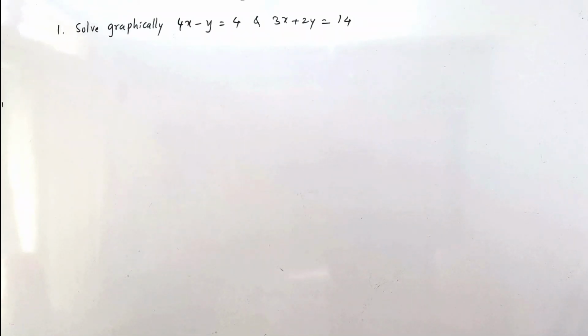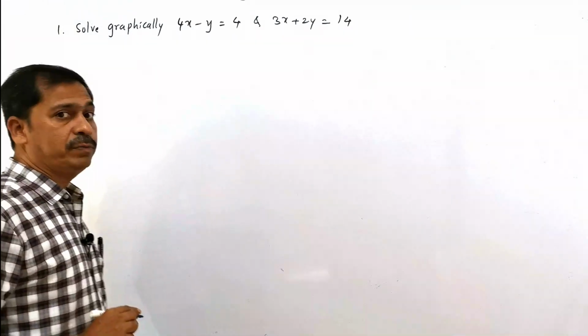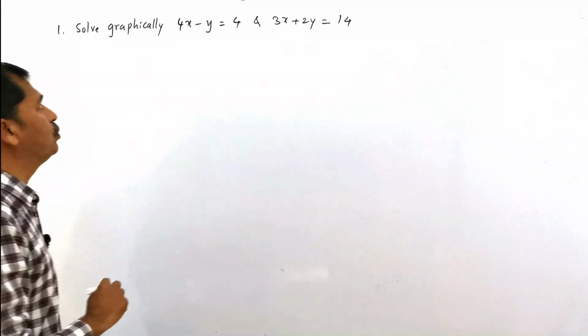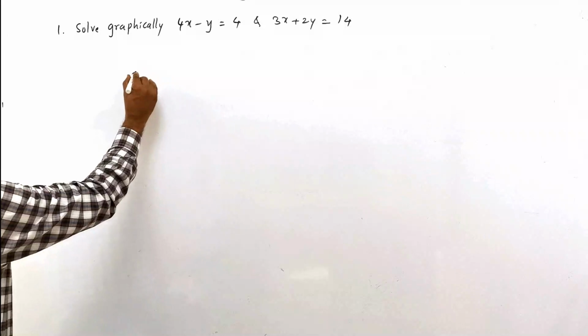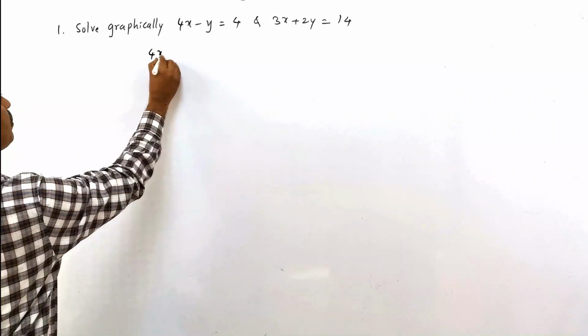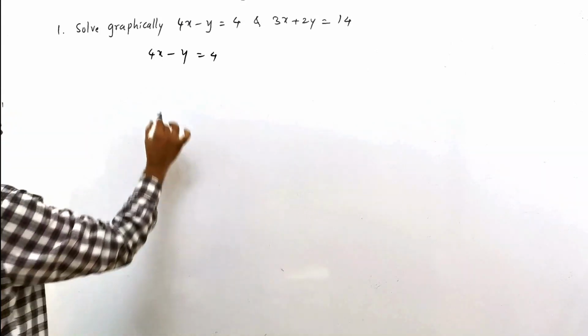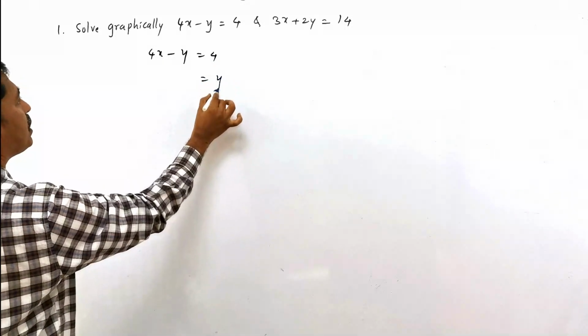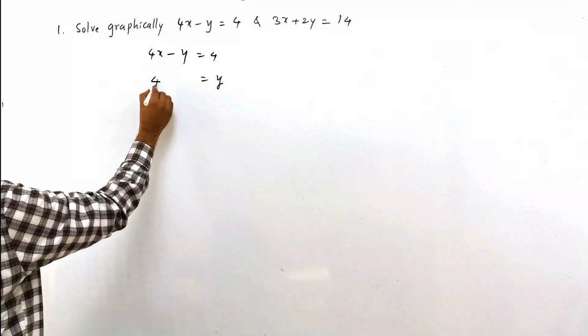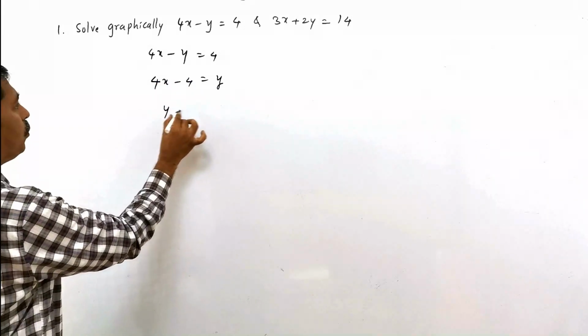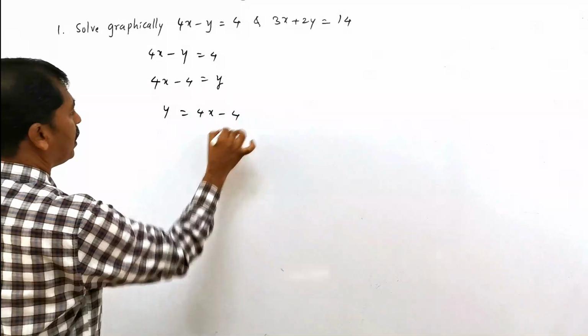I have taken a problem here. 4x minus y is equal to 4 is the first equation, and the second equation is 3x plus 2y is equal to 14. Now let me take the first equation, 4x minus y is equal to 4. The first work is to express it for y. Shift y to that side, so it becomes plus y. Take 4 to this side, so this becomes 4x minus 4. So y is equal to 4x minus 4.